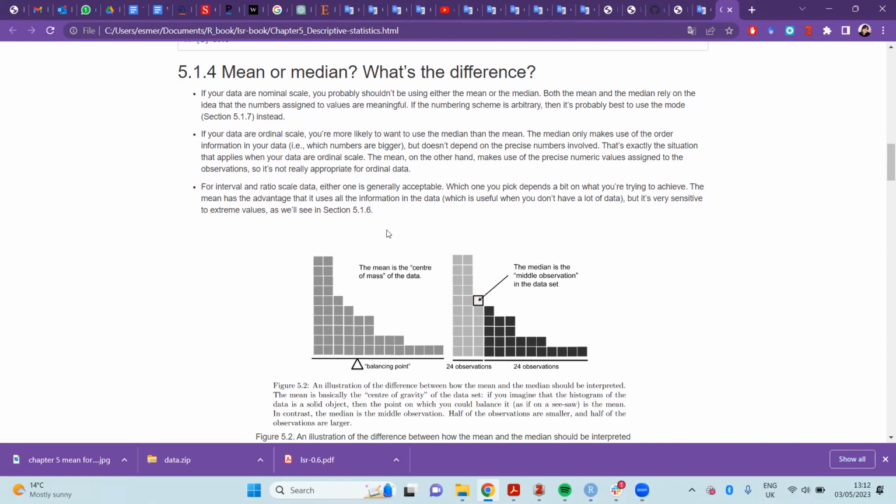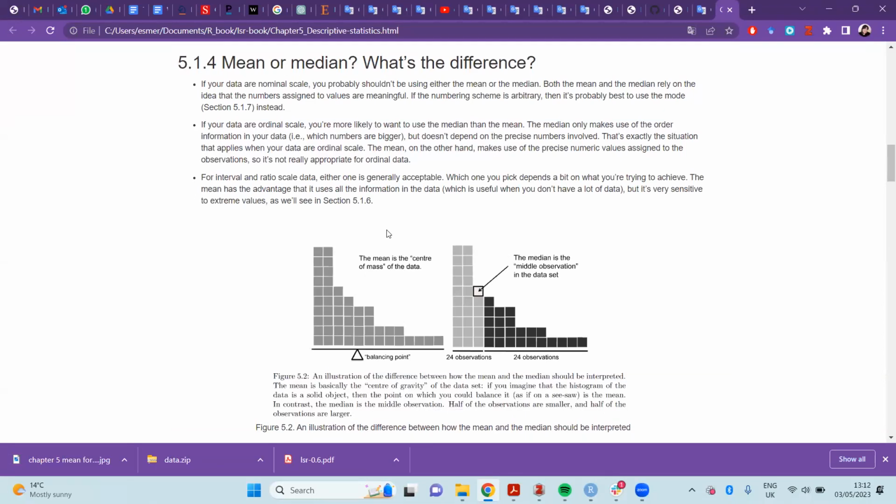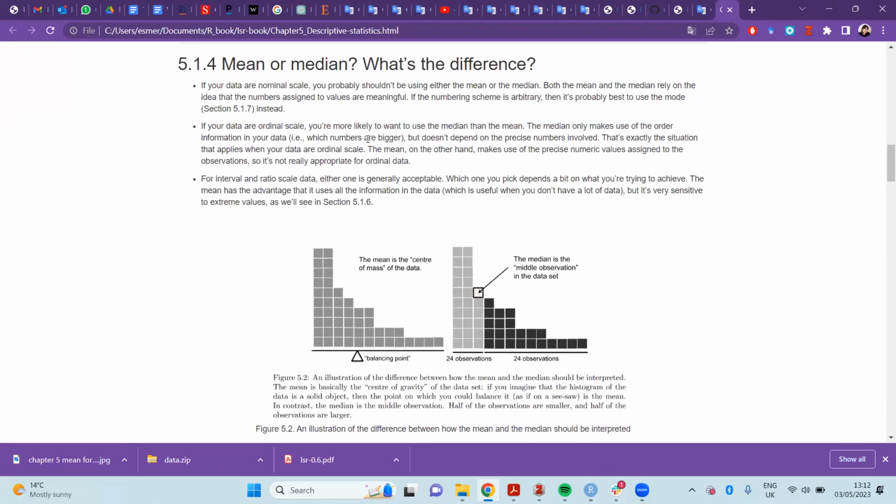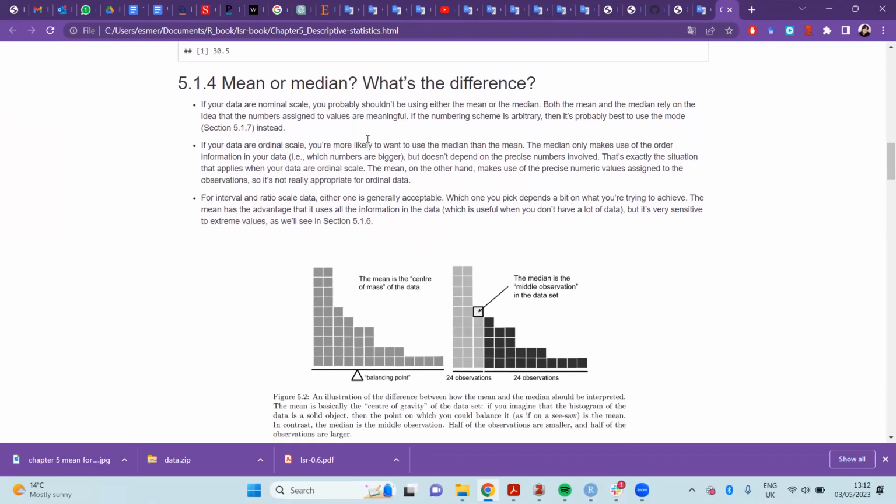Here the author expresses that the mean is the average of all of your data, while the median is the number in the middle of your data set. Which one we are going to use depends on the goals we have, or what we want to achieve, and the type of data we have.